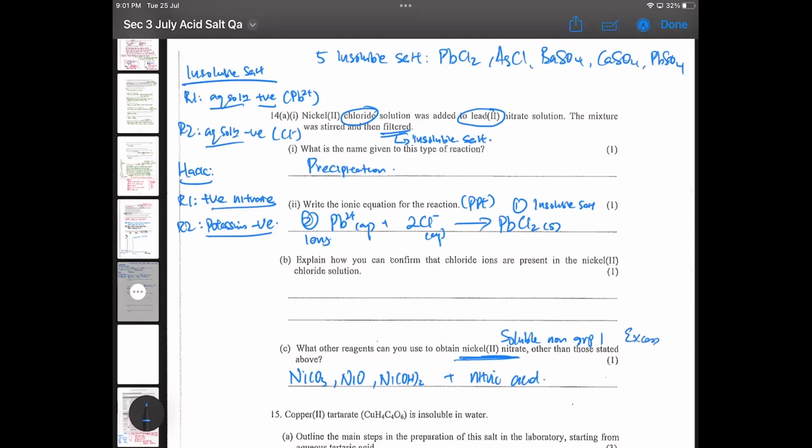Okay, next, for the QA part, your B is your QA part, chloride ion testing. To test for chloride ions, the simple way is to use acidified silver nitrate, and then a white PPT will be seen. This white PPT is actually silver chloride. So when a white PPT is seen, that means chloride ion is present. This is for the QA people only.